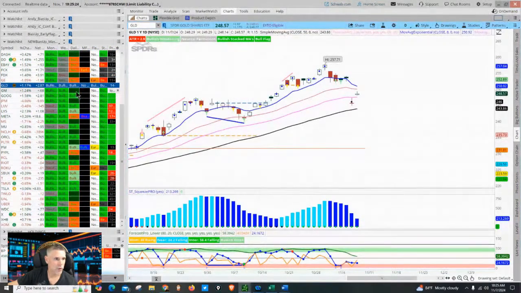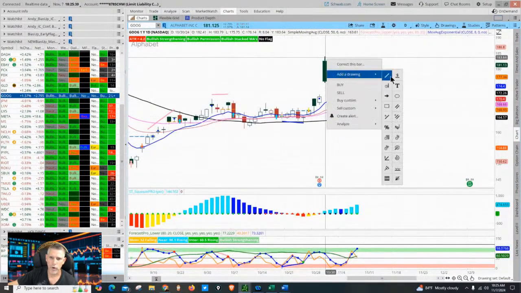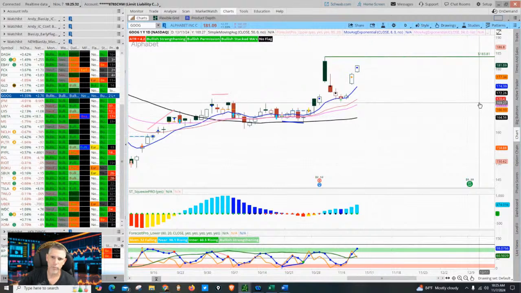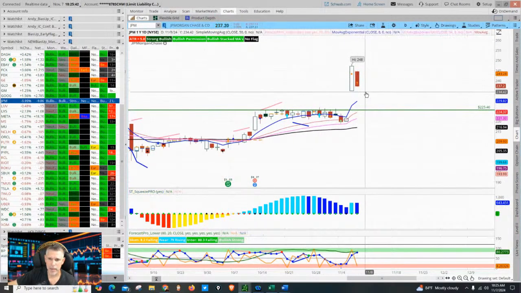Gold, we already looked at gold. GM, beautiful. Broke out, following through, no setup. Google, what a beautiful breakout setup. Squeeze fired the other day. Google is a breakout setup. JP Morgan, bearish harami, might pull back, wait for the flag.